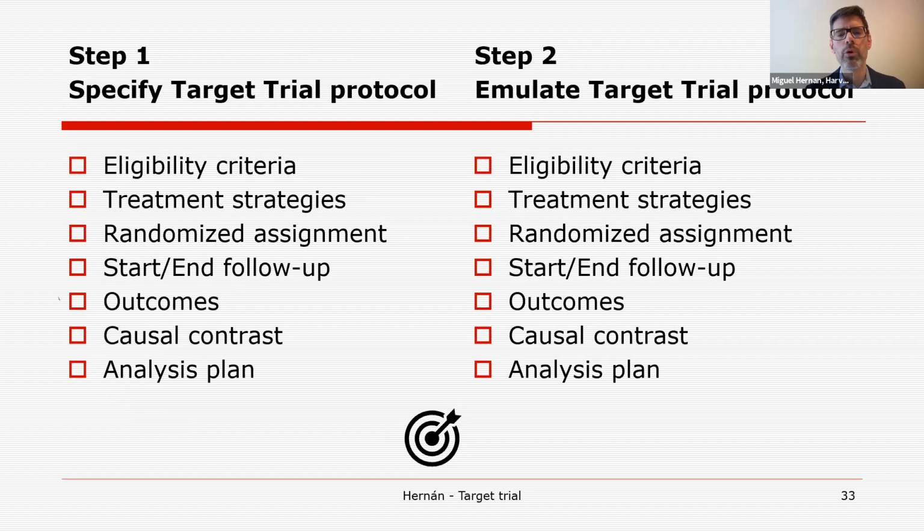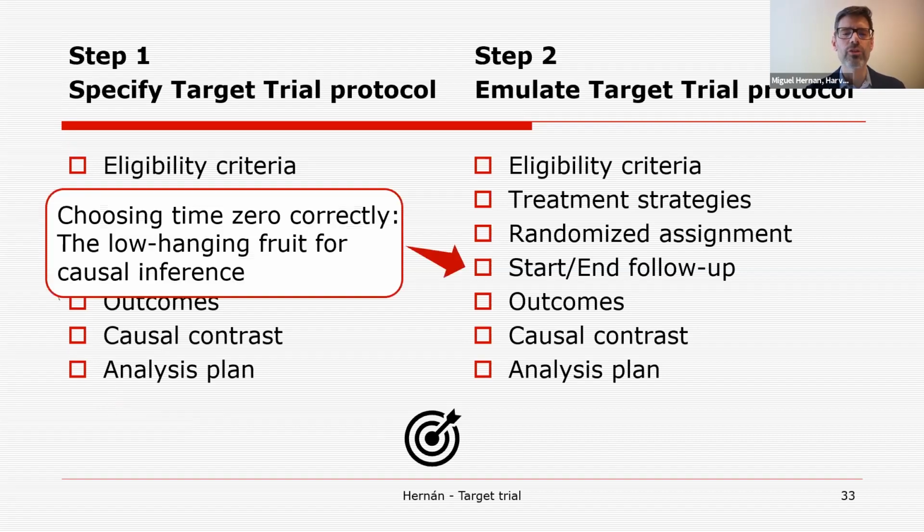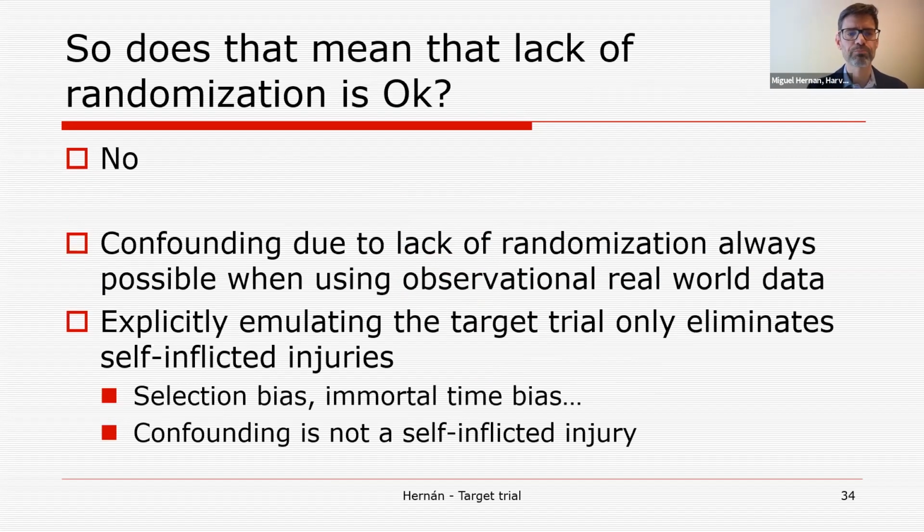So if we want to improve observational data and target trial emulation, the low-hanging fruit is thinking more about how to choose time zero in the right way. Now, this doesn't mean that it's okay to use observational data once we fix the time zero, because of course we still have the problem that it is not randomized and there may be confounding, and that's a big problem that we always have to keep in mind.